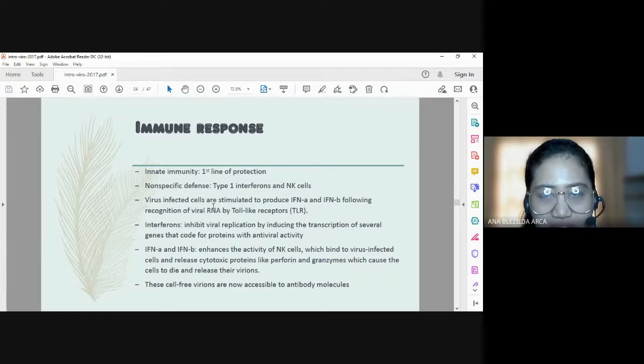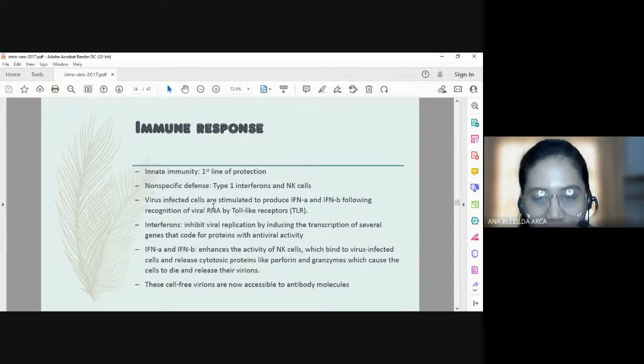Okay? So the virus-infected cells are stimulated to produce interferons, alpha and beta, following recognition of the viral RNA by toll-like receptors. Now, the interferons, sabi ko nga kanina, they will interfere with the viral replication. Pipigilan niya yung ginagawa ng virus sa loob ng cell mo. Now, the interferons will also enhance the activity of the natural killer cells, wherein this cell will bind to the virally infected cell to release cytotoxic proteins like perforin and granzyme. Yung perforin, pambutas yan. Binubutas niya yung infected cell. Tapos yung granzyme, ito yung mga enzyme that will cause apoptosis of the cell.